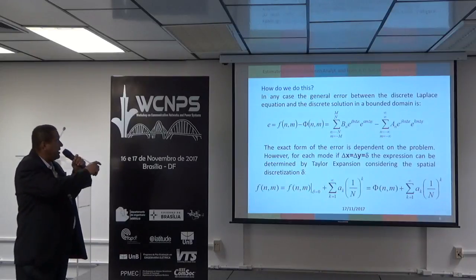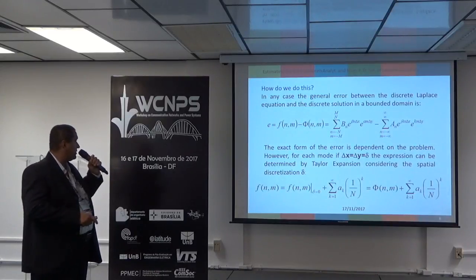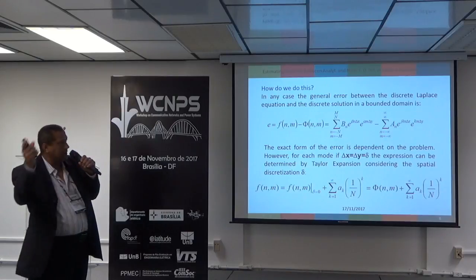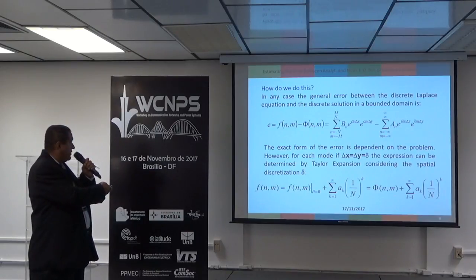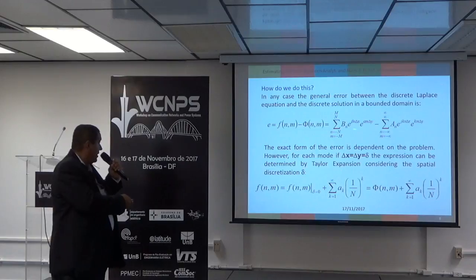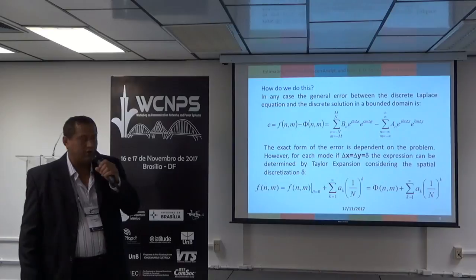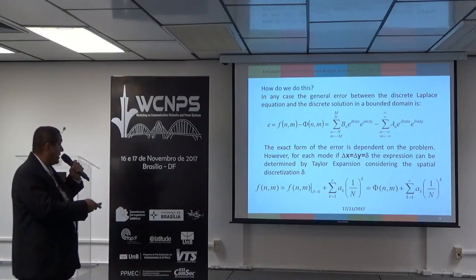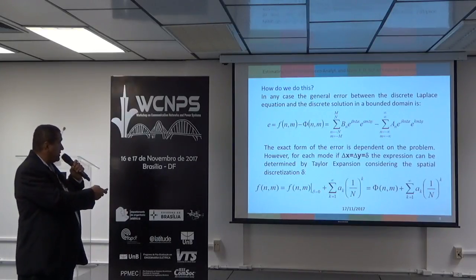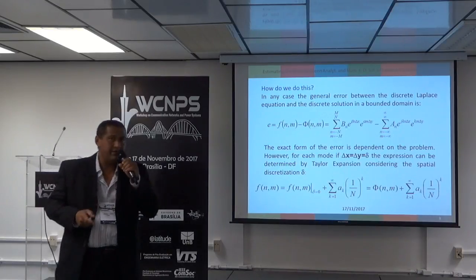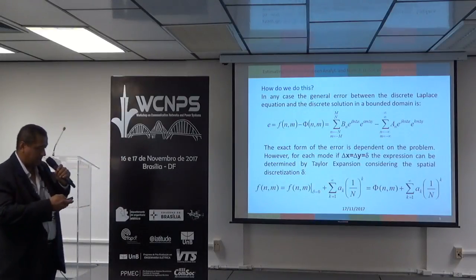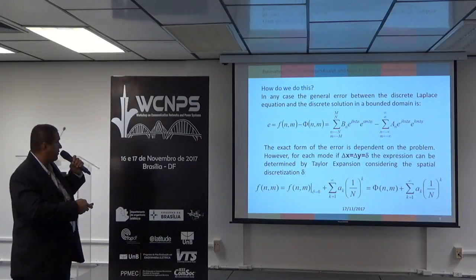In any case, the general error between the discrete Laplace equation and the discrete solution in a bounded domain is this one, the difference. Here we have a difference between the sampled solution and a numerical approximation. Use the previous results. Do you see? We can follow the following reasoning.